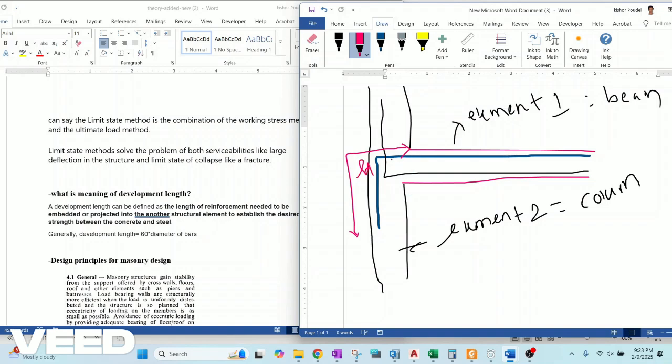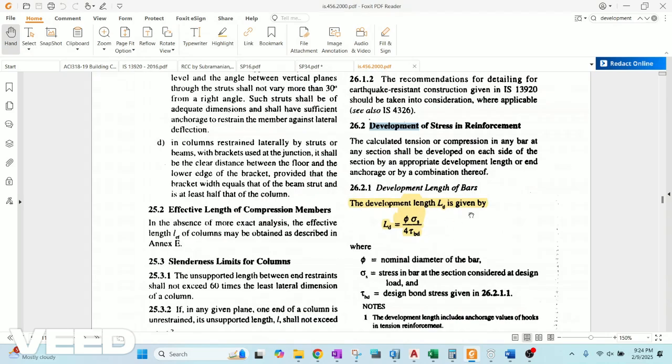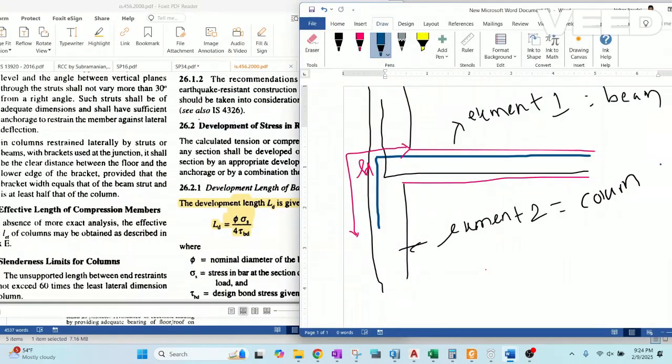We can find the code provision about this length in IS 456-2000. You can see here that the development length of bars can be determined by this equation. This can also be derived theoretically, using many references, for example RC books by Subramaniam and many other books, but for now we are just going to use this one. The equation is LD equals phi sigma s over 4 tau BD.